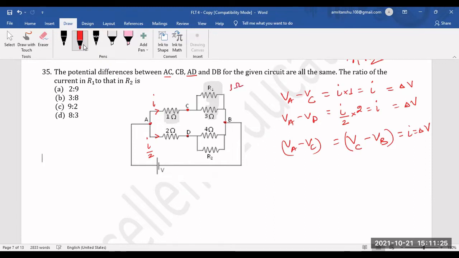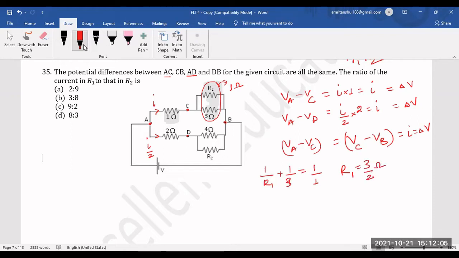Then only the potential will be the same here. Are you understanding? If this R net is also 1 ohm, then only the potential differences VA minus VC and VC minus VB will be the same. So what can we do here? We can say 1 by R1 plus 1 by 3 is equal to 1 by 1. So from this, R1 comes out to be 1 minus 1 by 3, which is 2 by 3, so R1 is 3 by 2.